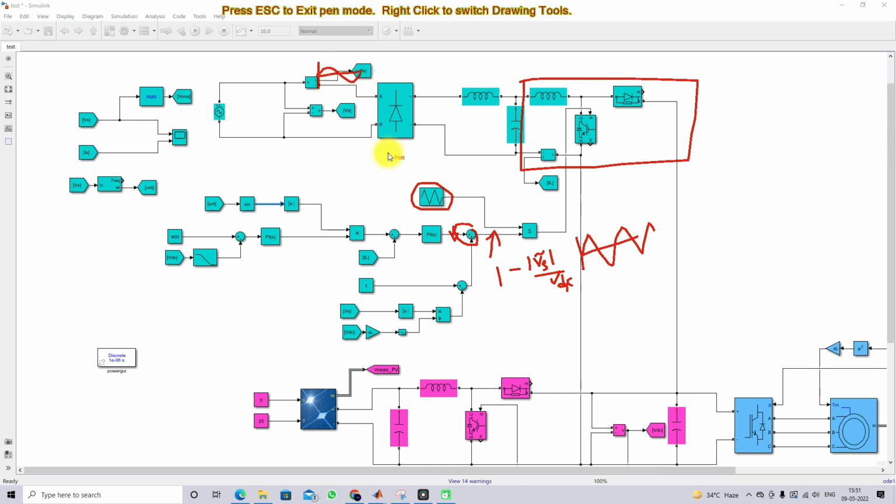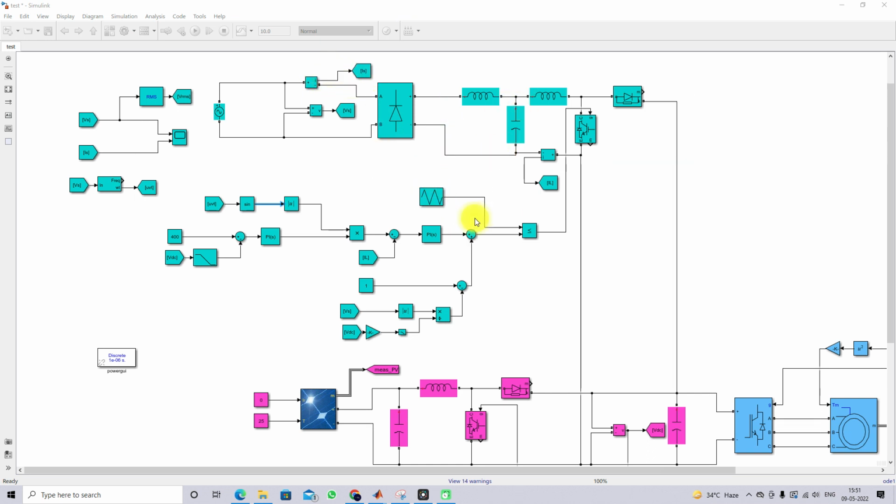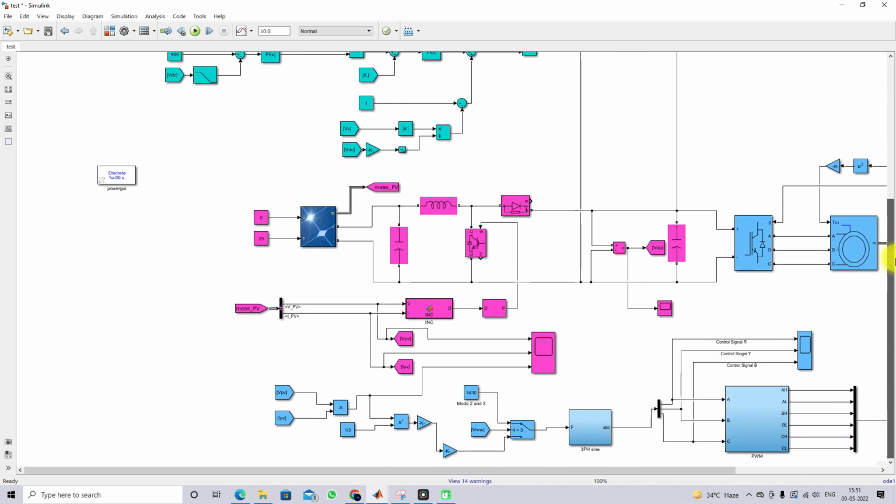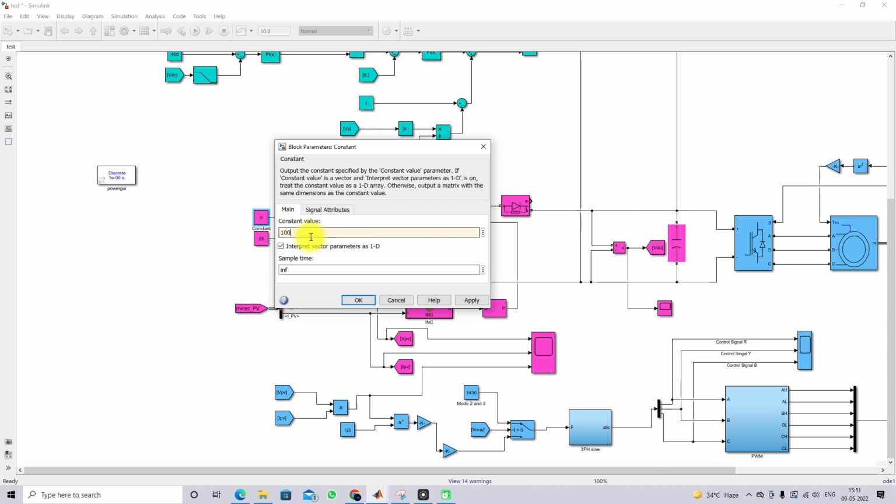So this is the working of the grid side system. Next we have to move on to the solar side system. Here we are using a solar panel.